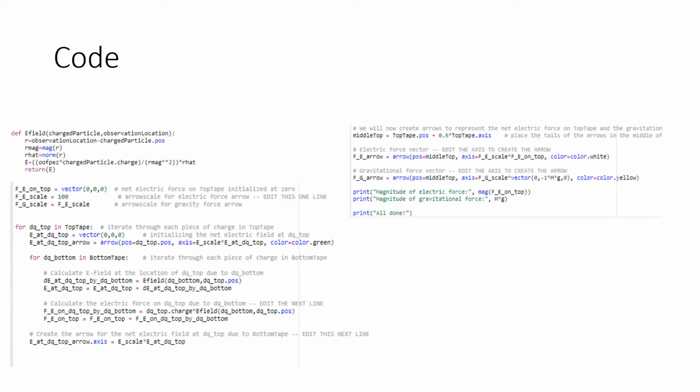For the code, we'll be using the initial conditions that we listed from the last slide, and then we'll be using a for loop to carry out the superposition process across 10 points. That will be shown in green arrows for the individual electric force vectors, and then we'll have a white arrow for the net electric force and a yellow arrow for the gravitational force.